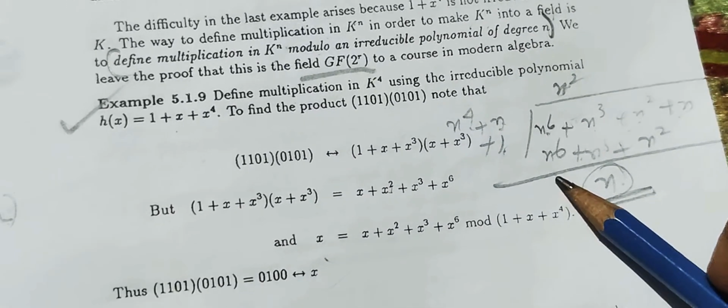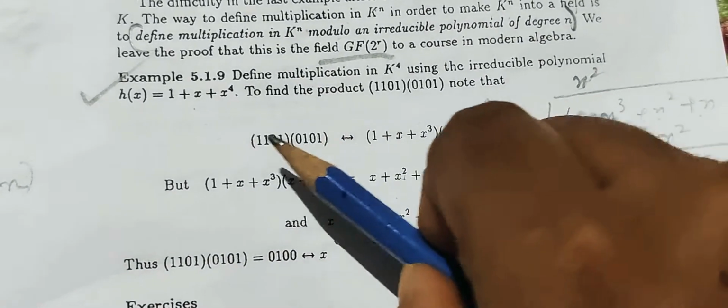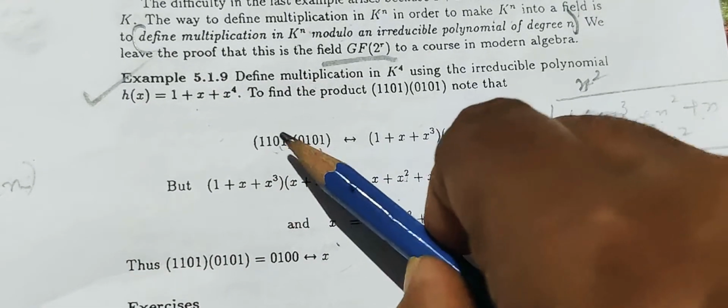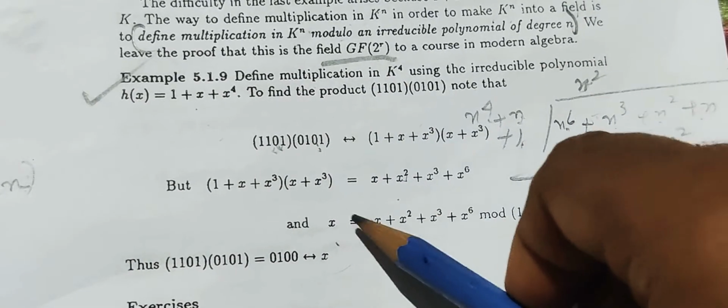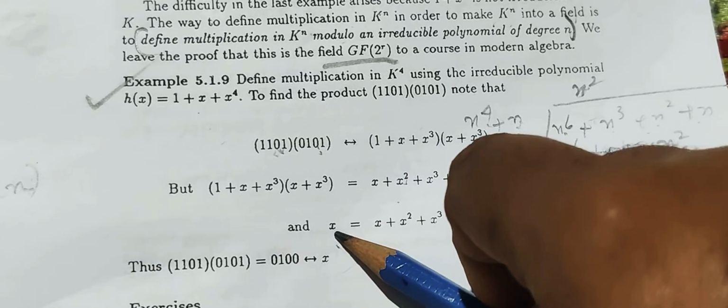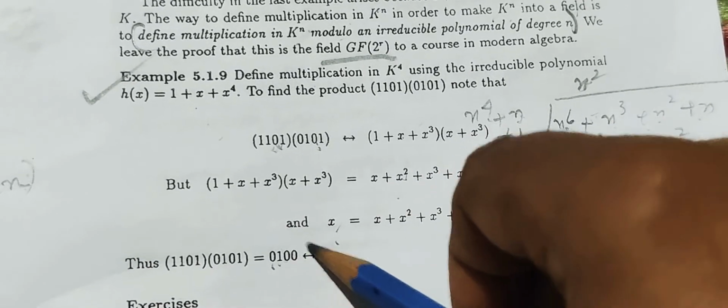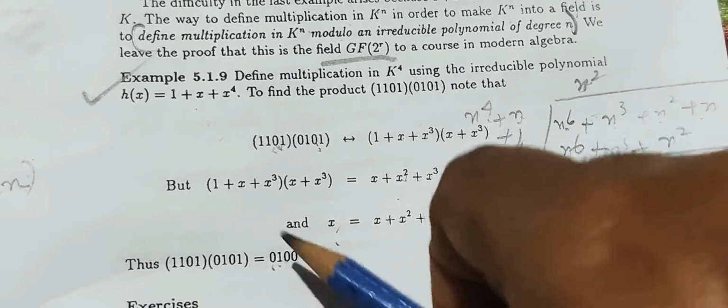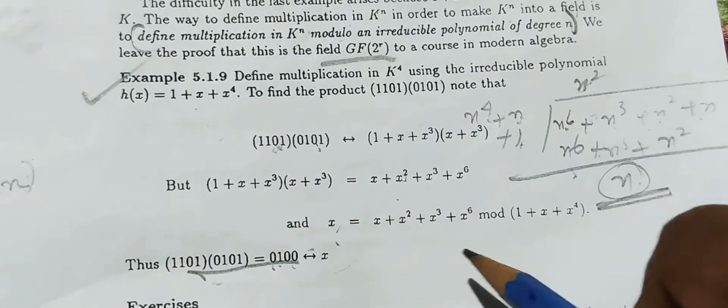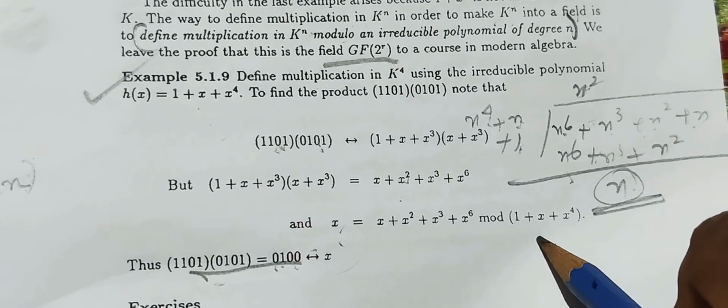Okay, under this modulo, the product of these two elements is equal to x. What does that mean? The first element is 0, the second one is 1 and the other two are 0. So that is the product of two non-zero words under modulo 1 plus x raised to 4.